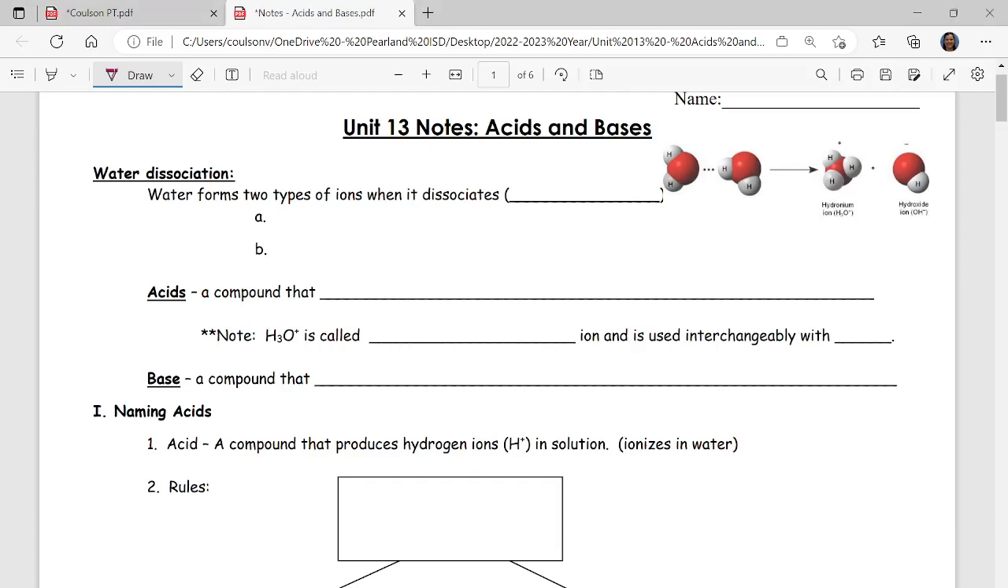So the first thing that we're going to refresh on is, what does dissociation mean? We just got through a unit talking about how things dissolve and then dissociate. So how would we define dissociation? When something breaks apart into ions. Breaks apart into ions. Perfect. So this one says water dissociation. Water forms two types of ions when it dissociates. Dissociates means breaks apart.